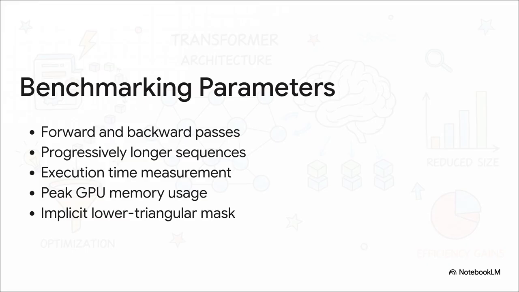Just to be super clear on the setup, the tutorial rigorously tests both the forward and backward passes. They measure the raw execution time and closely track peak GPU memory usage, all while applying an implicit lower triangular causal mask, which is totally standard for your GPT-style autoregressive models. By actively tracking execution times and peak memory during these specific passes, we're not just guessing that it's better. We're literally proving the immediate benefit. We're saving massive amounts of memory, speeding up execution, and maintaining absolute mathematical accuracy the entire time.